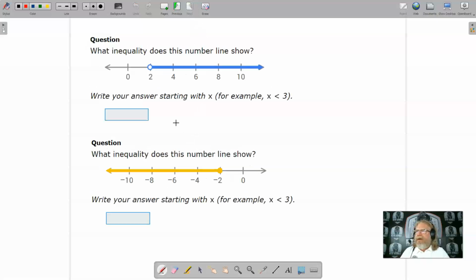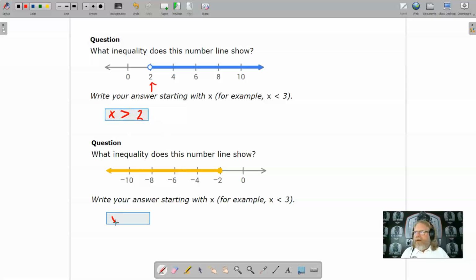And our final two questions here, we'll start with the x, and our number that we need is 2. Everything to the right is greater. It's an open dot, so we're not going to use the equality concept, and we're just going to leave it as x is greater than 2.